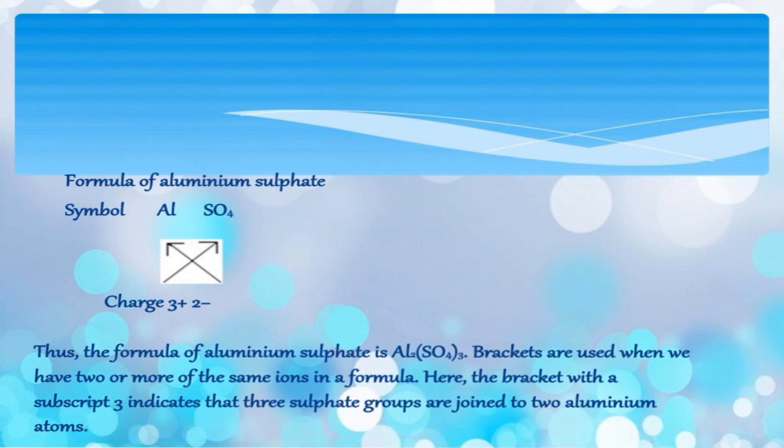Second example, formula of aluminium sulfate. Symbol is Al and sulfate SO4. Then the charges, that is 3 plus for Al and 2 minus for SO4. Then we cross multiply. Thus the formula of aluminium sulfate is Al2(SO4)3. Brackets are used when we have two or more of the same ions in a formula. Here the bracket with a subscript 3 indicates that three sulfate groups are joined to two aluminium atoms.